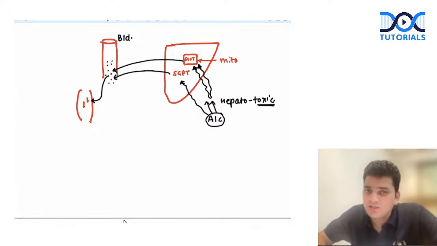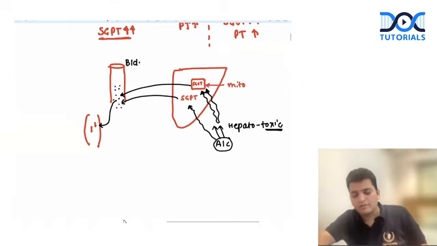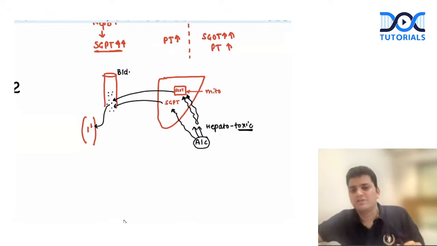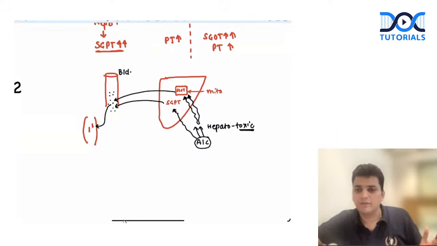So the SGOT increases more, whereas non-alcoholic liver disease damages the cytoplasm more. So the SGPT is going to increase more, right? I hope this doubt is clear now: why in alcohol the SGOT is going to primarily increase more, because it's a mitochondrial enzyme, and alcohol metabolism is going to happen in the mitochondria.